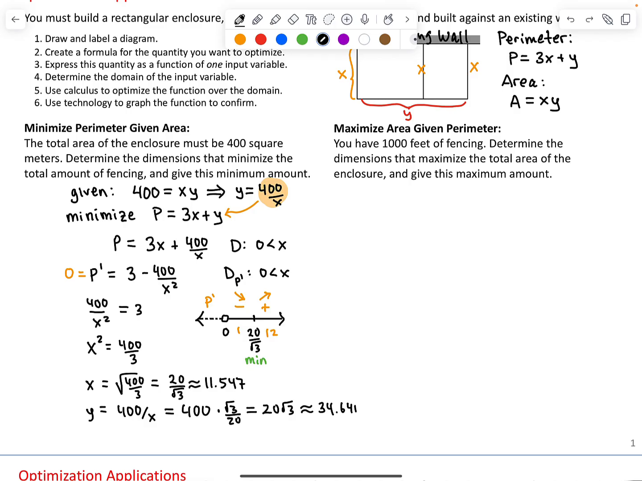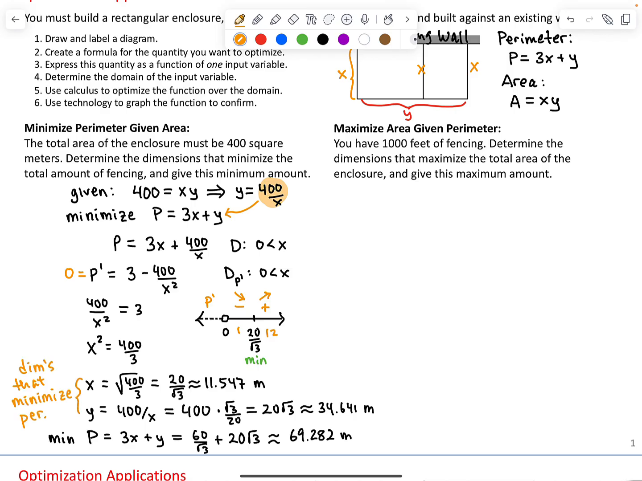Both of these lengths are measured in meters because the area was measured in square meters. And now we can calculate the actual minimum perimeter, which was 3x plus y, 3 times x, which will be 60 over rad 3, plus y, which is 20 rad 3, which would be about 69.282, also measured in meters. So this choice of x and y are the dimensions that minimize perimeter, so we have resolved the task.